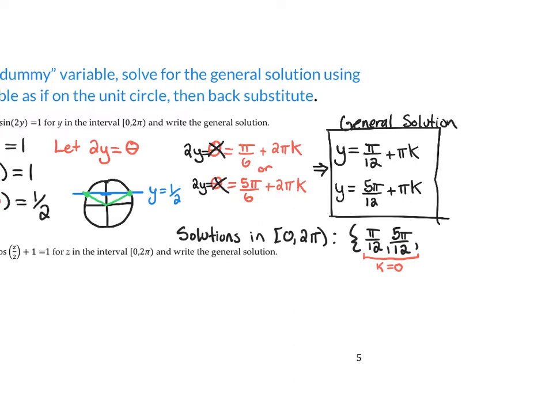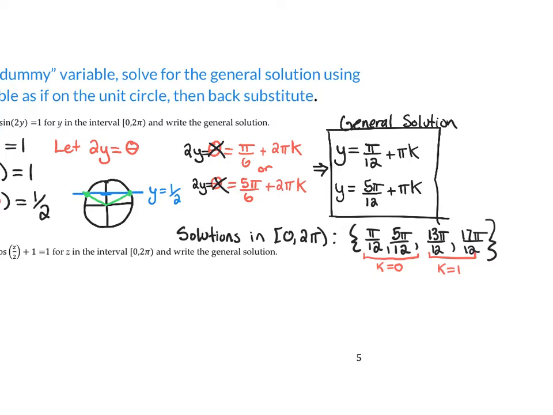My next two solutions are going to be from letting k equal 1. So if I let k equal 1, I'm doing pi over 12 plus pi, because I'm letting k equal 1, and pi is 12 pi over 12, so this becomes 13 pi over 12. And then 5 pi over 12 plus 12 pi over 12 is 17 pi over 12. And I could keep on going.